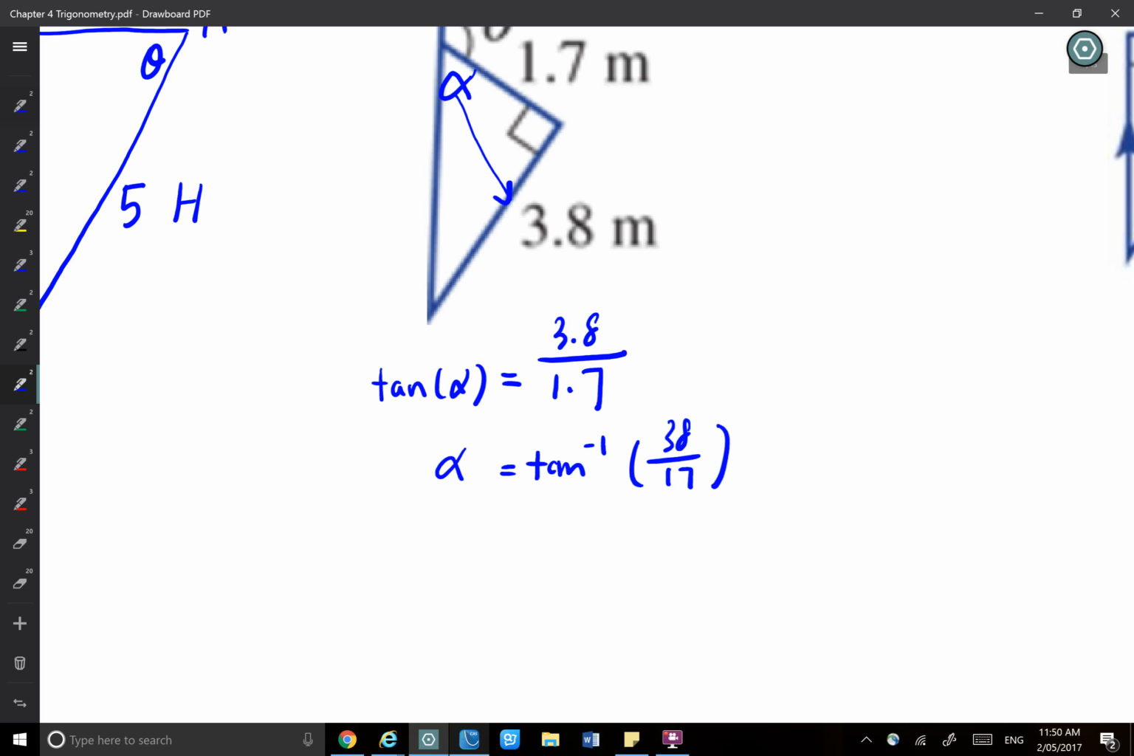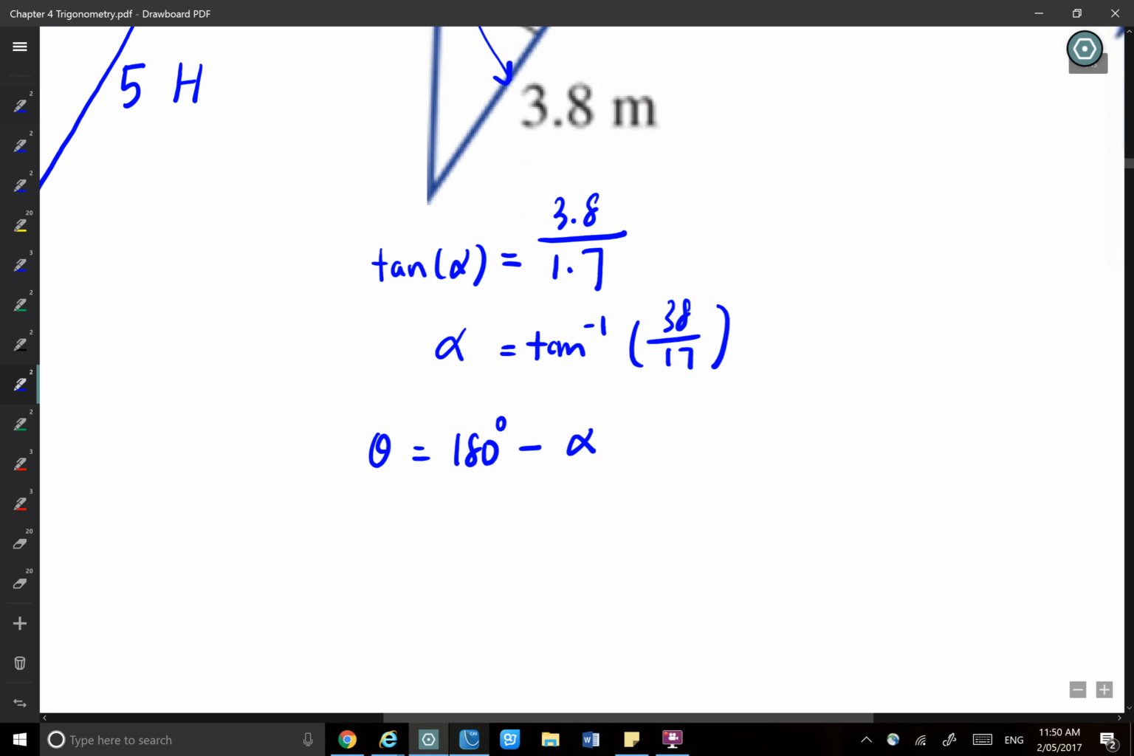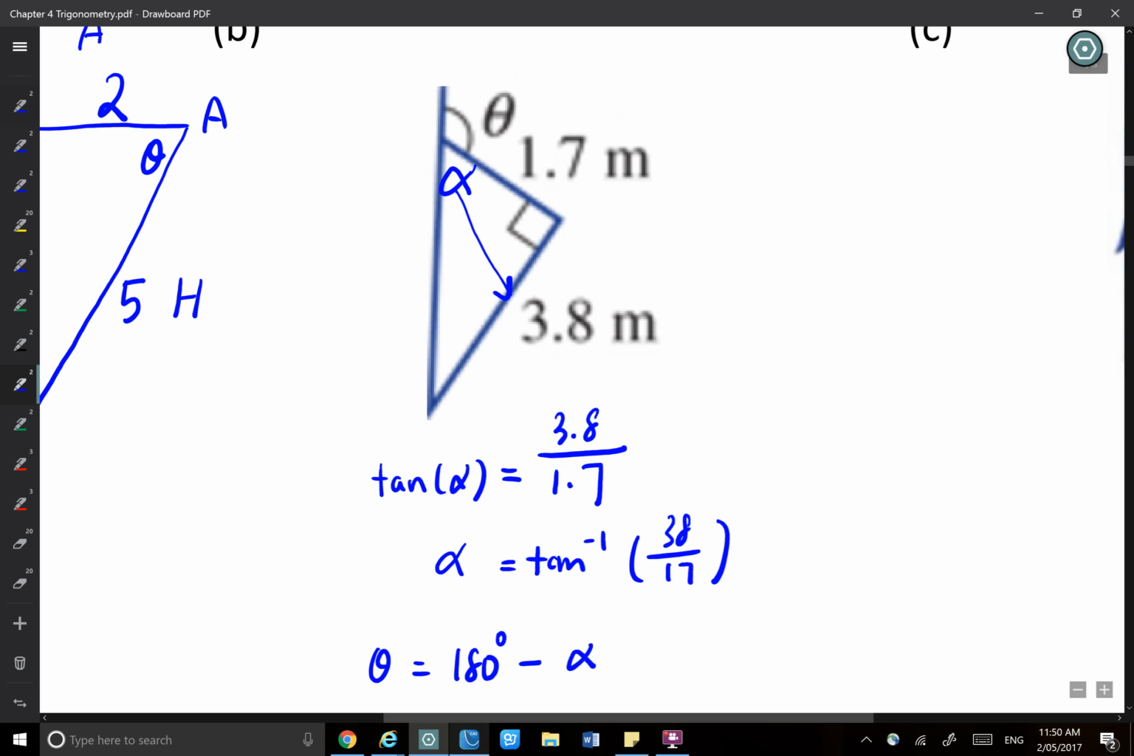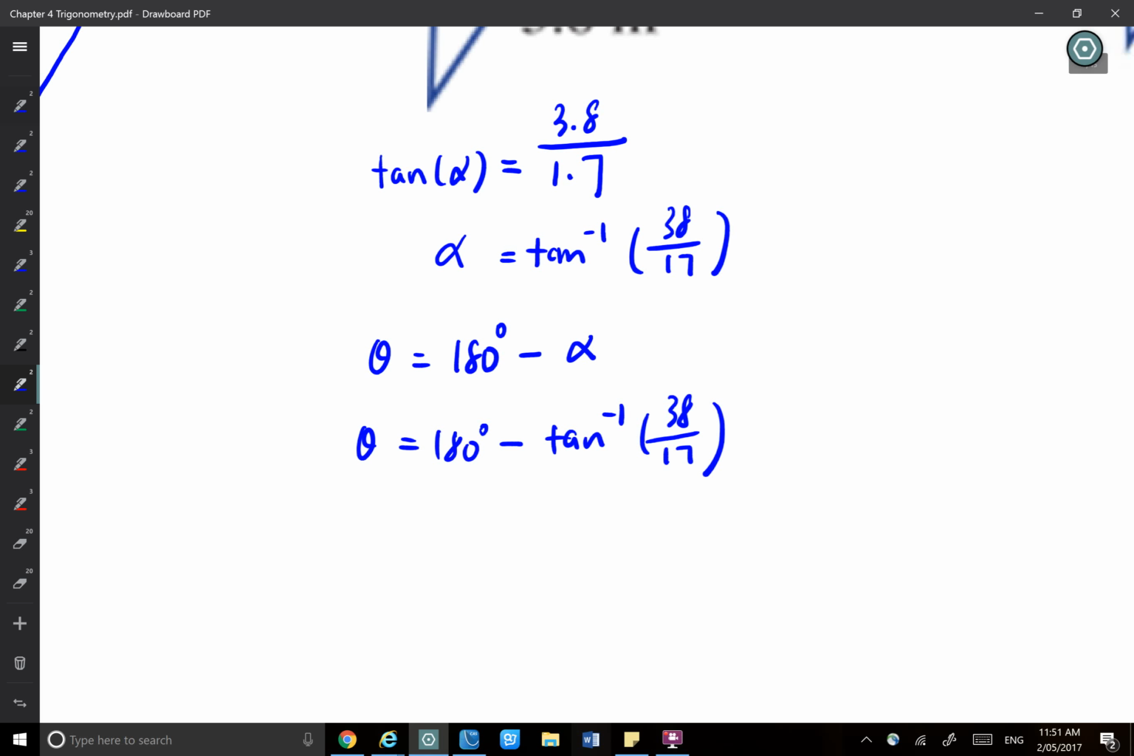You know I can evaluate that by using CAS. So what is theta? Theta equals 180 degrees subtract alpha, right? 180 subtract alpha will give me theta. So theta will just equal 180 degrees subtract tangent inverse 38 over 17. I keep exact values and I put all together into the CAS.